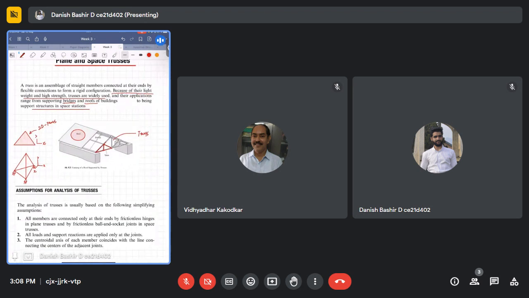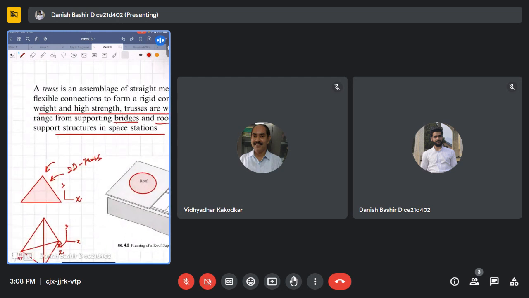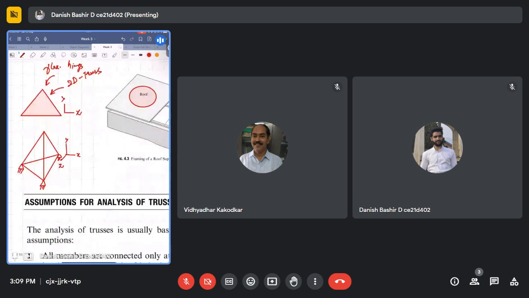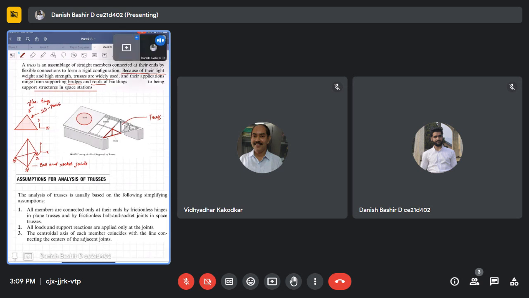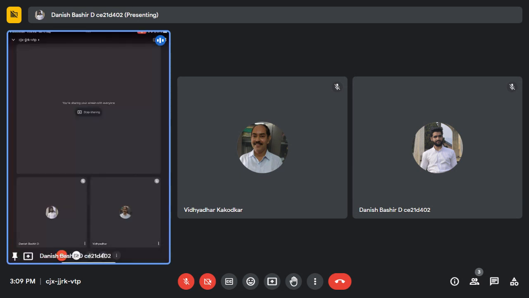So in a 2D truss we have flexible hinges. In a 3D truss we have ball and socket joints. You will be well aware of these terms, flexible joint and ball and socket joint.